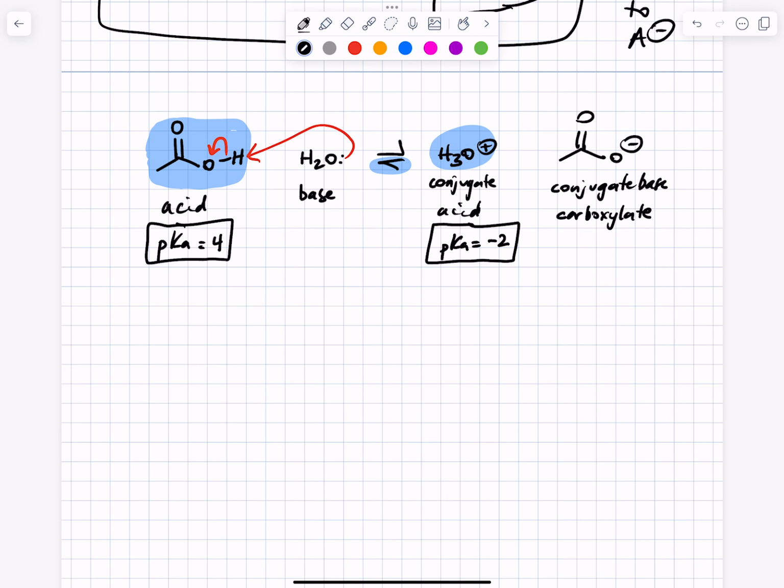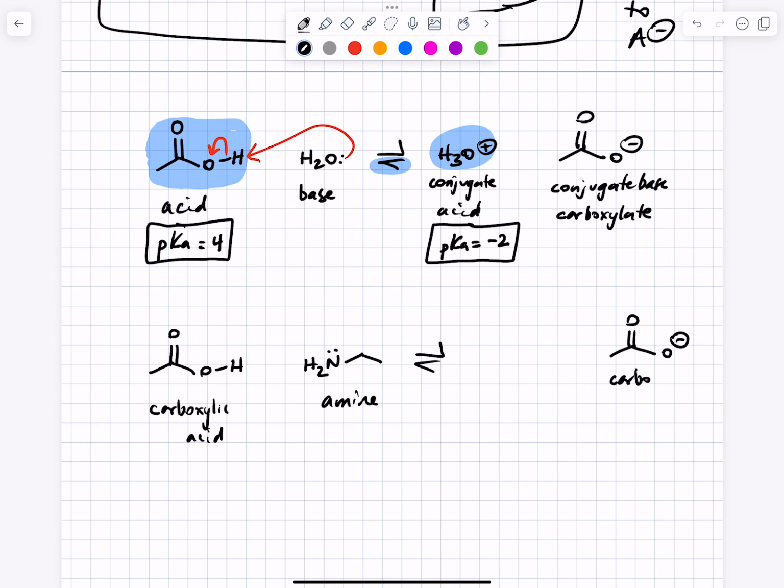Okay. Let's do another one now. We're going to keep the carboxylic acid, but we're going to swap out the base. This time, we want to use the following functional group, which is called what from last time? What is this functional group? Amine. Okay. So draw the conjugate base of the carboxylic acid. That's the same as above. It's just the carboxylate.